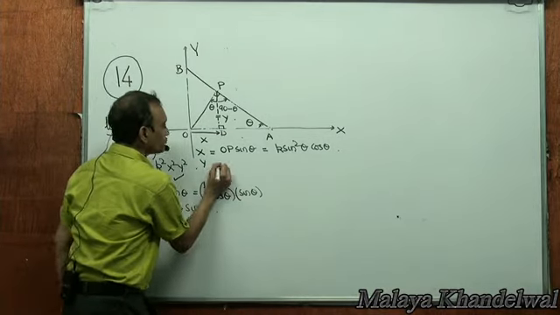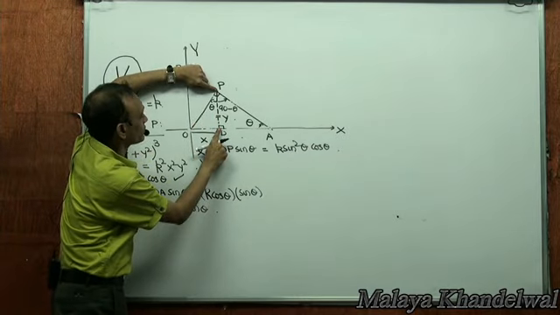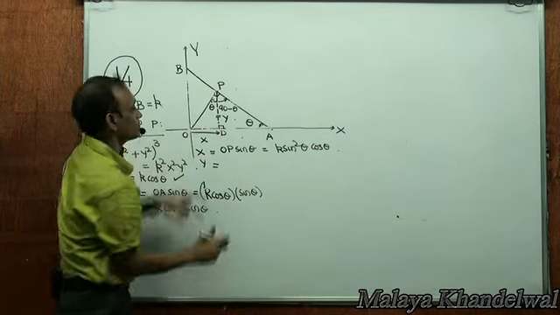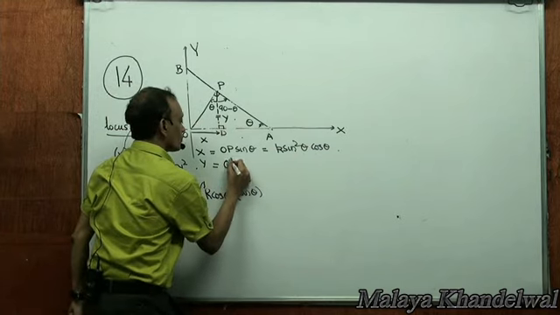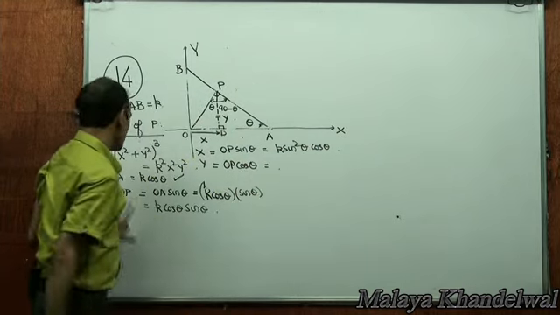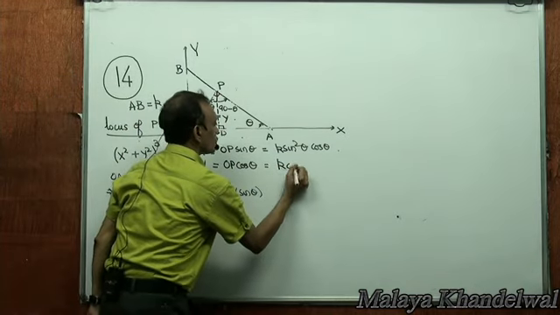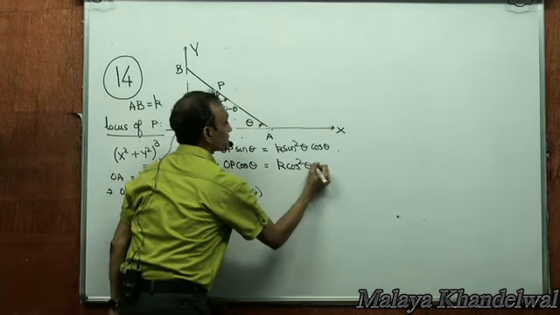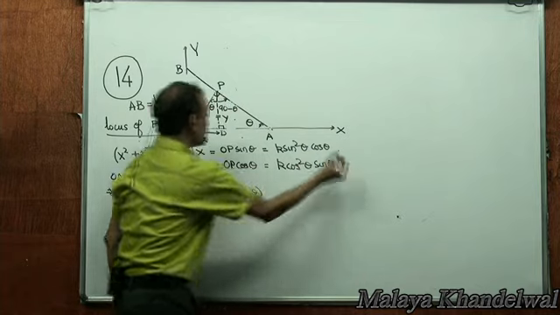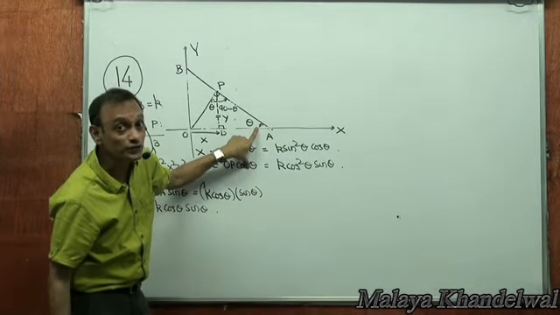What's the y coordinate of P? Now if this angle is theta, PD would be the y coordinate. That is OP cos theta. OP cos theta means this into cos theta, which is K cos square theta sin theta. These are the x and y coordinates of the moving point as a function of the parameter theta.